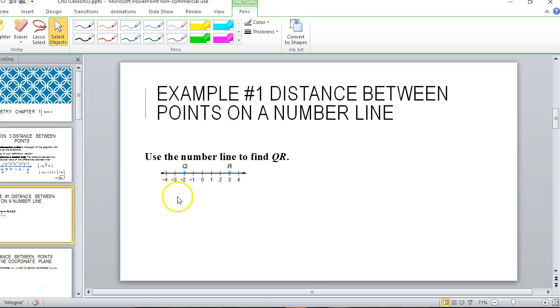Now it's your turn to try this one. We want the length of segment QR, so we want this length right here. So use absolute value and subtraction to do that. So find the difference between negative 2 and 3. Alright, now that you've done that, you should have written down negative 2 minus 3, which would be negative 2 plus negative 3. Or the absolute value of negative 5, which is 5.